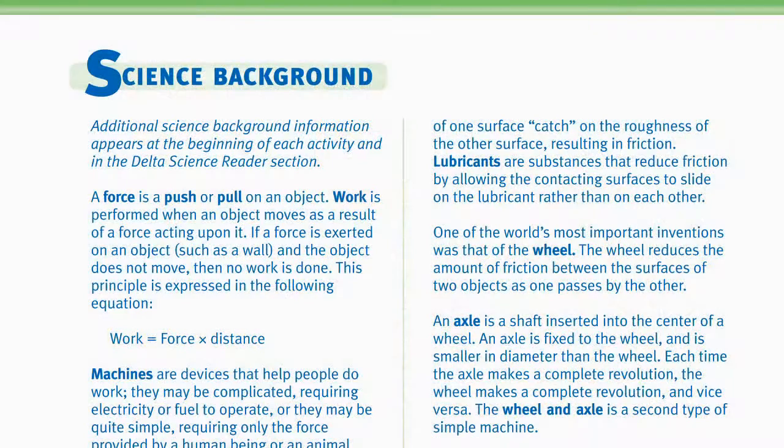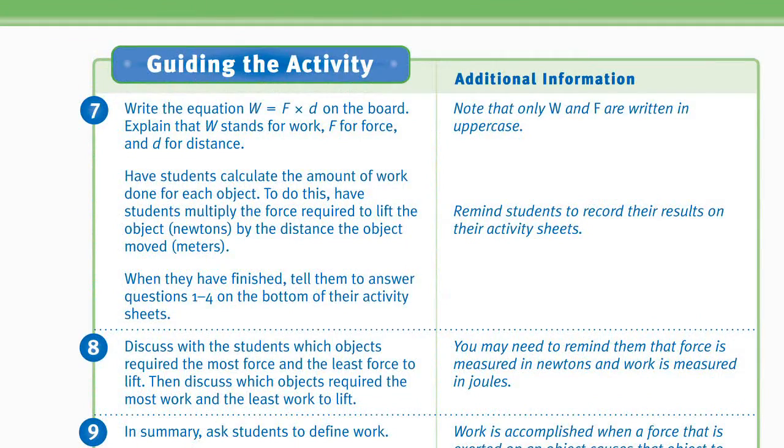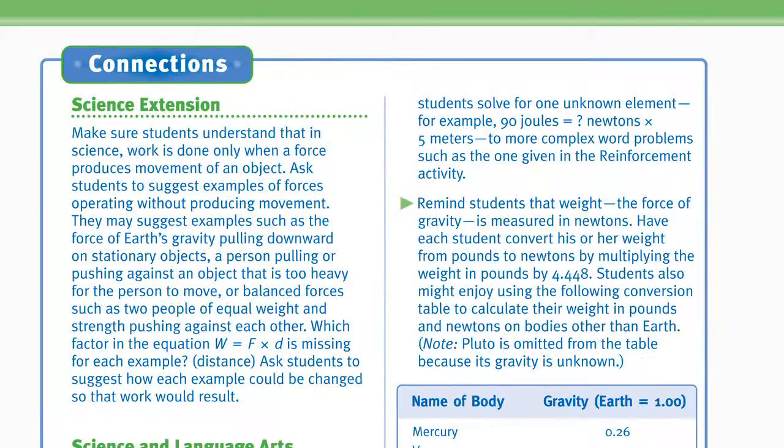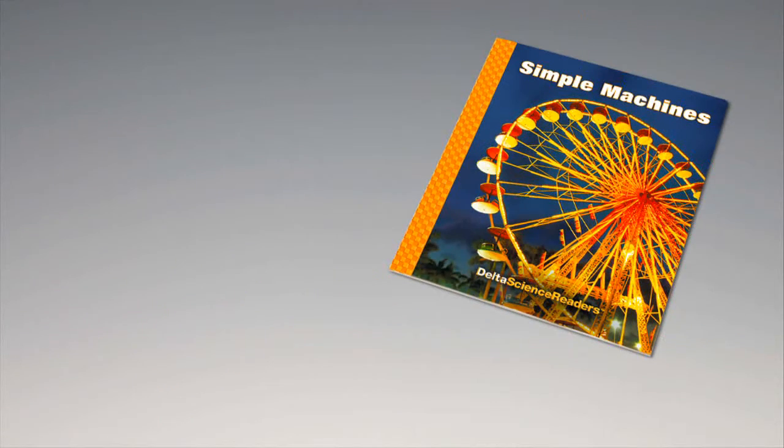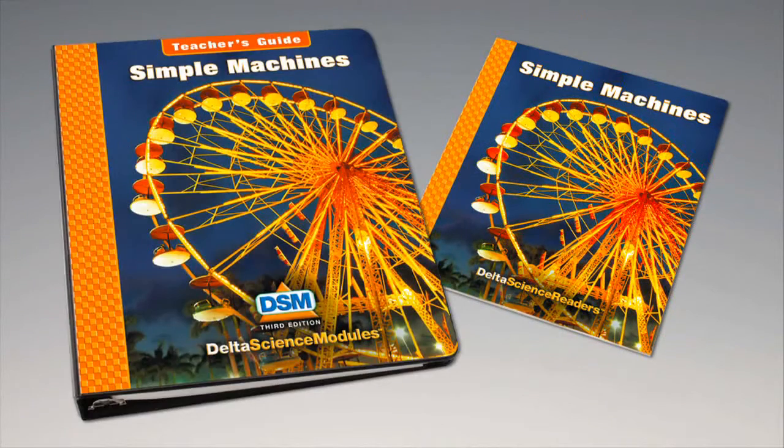If not, dismantle them, discard the pieces of thread, and return the dowels and the spool of thread to the kit. For science background, reinforcement activities, curriculum connections, and information about the Delta Science Reader, please consult your DSM Teacher's Guide.